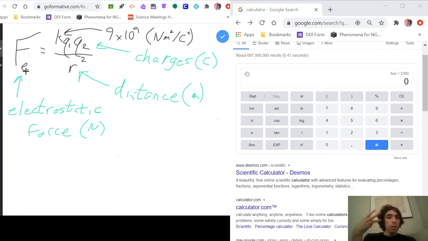So there are going to be 3 types of problems that I show how to solve here. First, maybe the easiest one where we're just solving for a force. Second, we're going to go over how to solve for a missing value of a charge. And then at the end, we'll show how to solve for this missing distance if we know the charges and the force, but we don't know that distance.